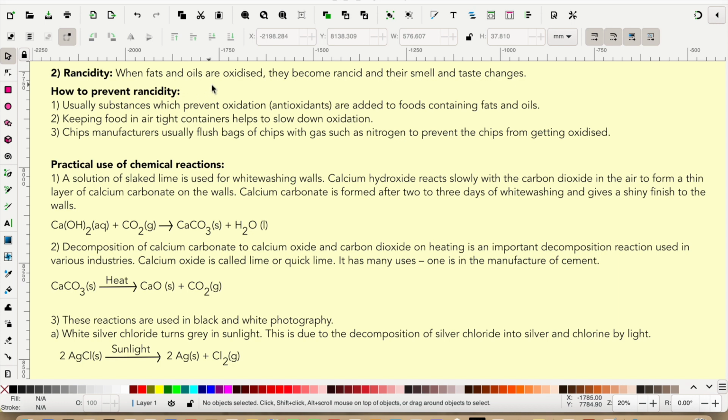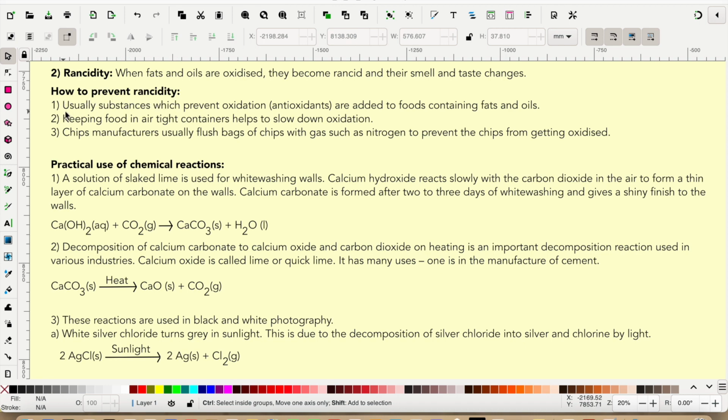When fats and oils are oxidized, they become rancid and their smell and taste changes. They emanate foul smell and taste bad. To understand it more clearly, leave the oily food exposed to air for a few days. After a few days, their freshness will go away. They will smell and taste bad. There are a few methods to prevent rancidity.